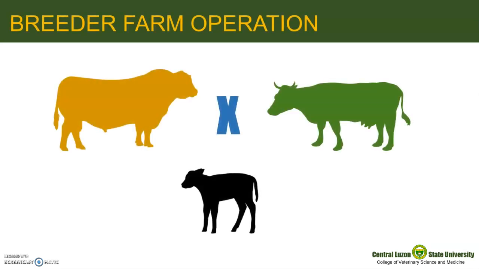Another type is the breeder farm operation. It is actually like the cow-calf operation, however, the objective of this operation is to produce animals for breeding purposes. In this operation, calves are raised until they are ready for breeding, provided that they pass the selection criteria.